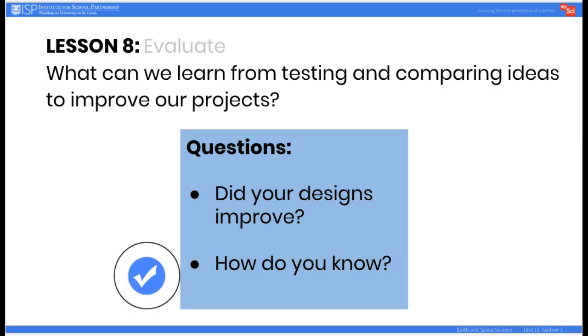In the Evaluate, students can retest their designs, evaluating which of their two windbreaks was more effective in solving the problem of reducing wind erosion and explaining what evidence supports their conclusion. Finally, students can compare their design to the other teams, determining the most effective solution based on observations and evidence.